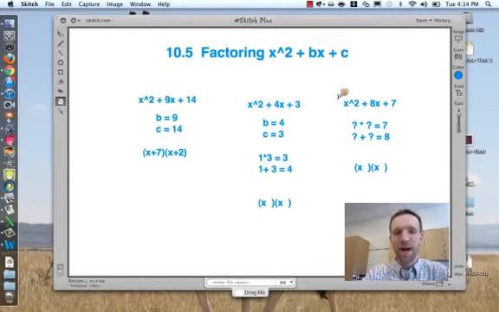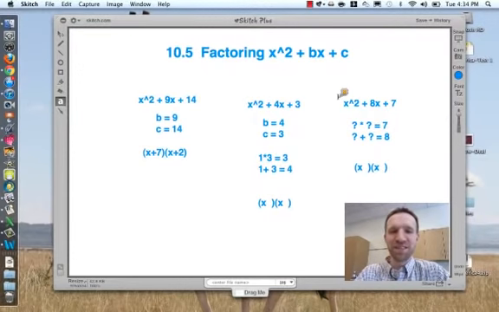Welcome to 10.5 Factoring x squared plus bx plus c. This is your first lesson on how to factor some polynomials, some quadratic polynomials, quadratic equations. This is some very fun stuff. However, it can be a little confusing at first, and so hopefully this video will help introduce you to the basics of how to factor.